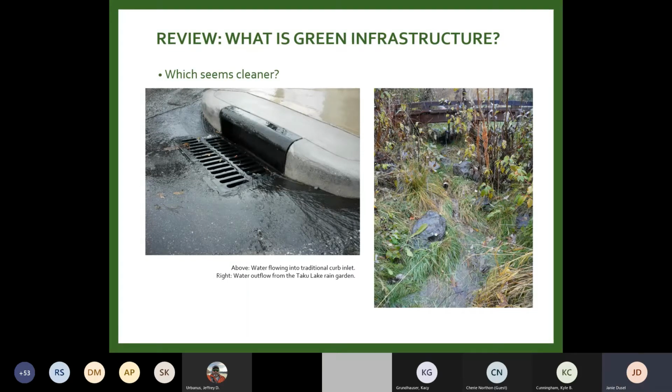So if you think about this conceptually, which one seems cleaner? If you were going to imagine putting your hands in this water or having your kids splash around in it or going wading or anything like that, which of these two pictures, which water seems cleaner? When you think of it that way, most people will choose the water on the right because there's just something very intuitive about the fact that water flowing through nature is just cleaner, right? And it's intuitive because it's true. Nature does a really great job of cleaning up stormwater when we give it the opportunity to do so. So just something to keep in mind.